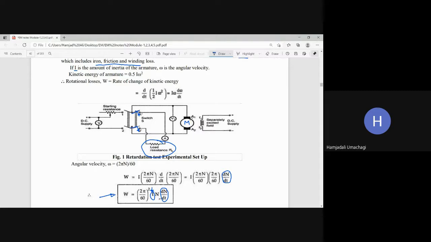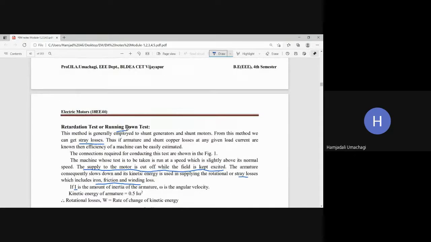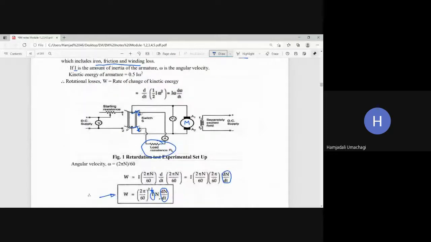So all that kinetic energy will be absorbed by this electrical load, and because of that the motor will slow down immediately and come to the resting condition. Because of this, we call this method the electrical running down test or electrical braking method. Electrical brake means what? What is the meaning of the brake? Bring the motor to the resting position. So here you are bringing the motor to the resting position by applying some electrical load.